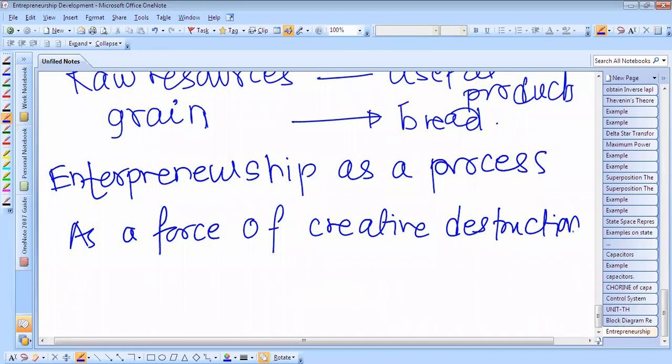Why is entrepreneurship defined as a force of creative destruction? Because we have to discredit things, we have to destruct the established ways, because there are already established ways. And whenever we want to become an entrepreneur, we have to destruct that established way of doing things, and we have to create new and better ways to get things done.